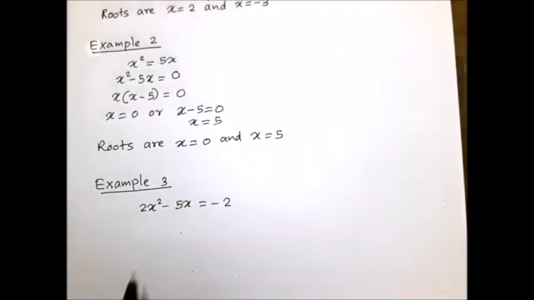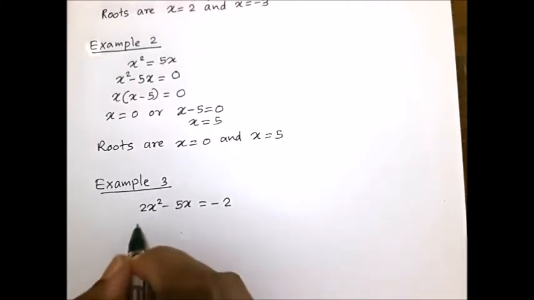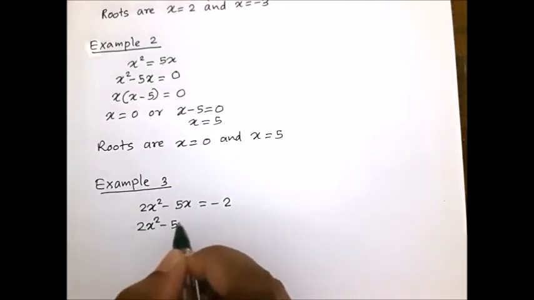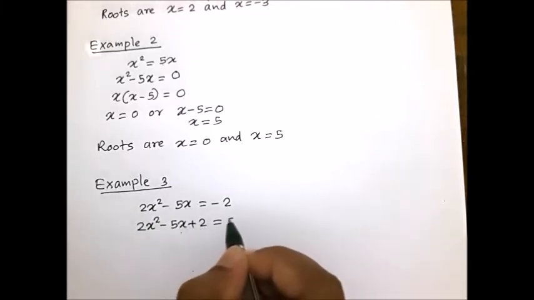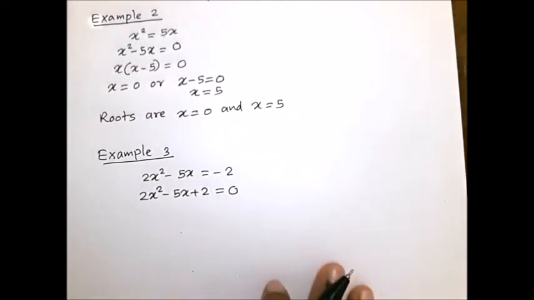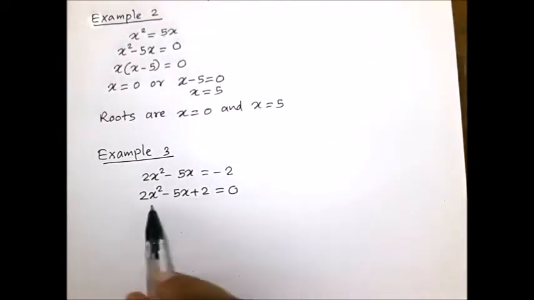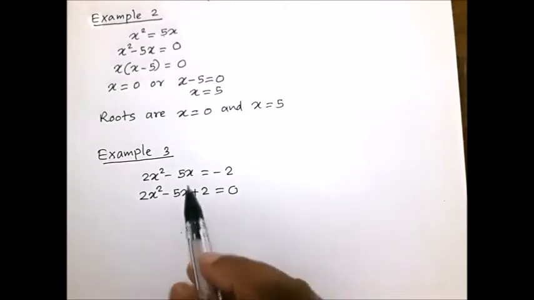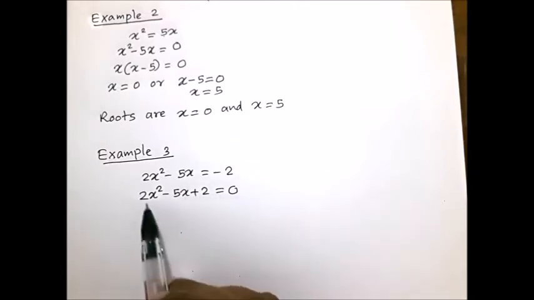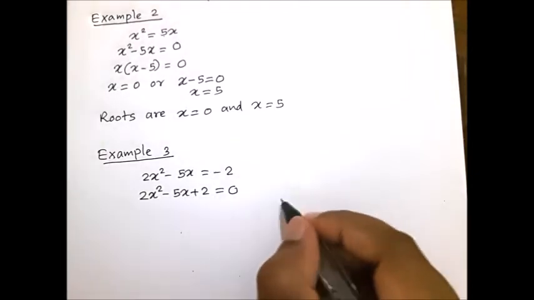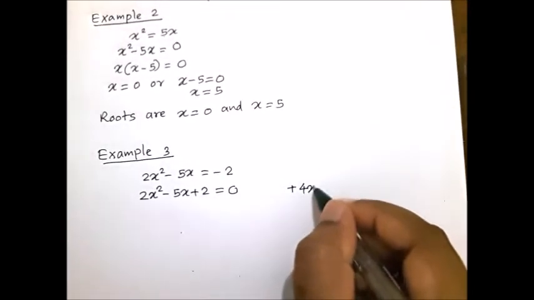Now look at the third example. First we have to arrange one side as 0. Take minus 2 to the left hand side. It becomes plus 2. Now the right hand side is 0. This is a trinomial quadratic equation. First you have to factorize this one. To factorize this, first multiply the first term and the last term. It is plus 4x to the power 2.